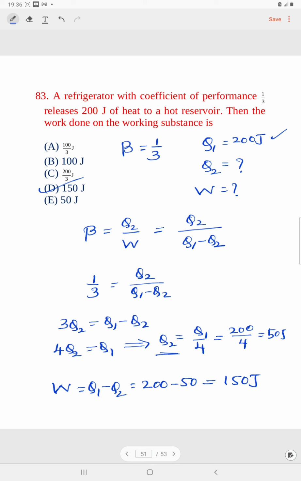Whereas the refrigerator is a reversible one. It's opposite to the Carnot engine. In refrigerator, heat absorbed is Q2, heat rejected is Q1. In Carnot engine, heat is absorbed from the source and it is rejected to the sink. Whereas in the refrigerator, heat is absorbed from the sink and it is rejected to the source. That's the difference. If you understand the difference between these two, definitely you can solve any type of questions based on Carnot engine and refrigerator.